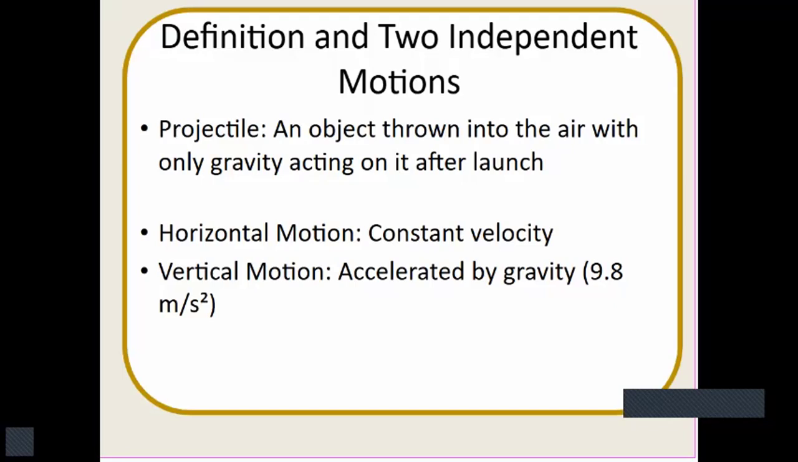Then the second independent motion of a projectile motion is the vertical motion. And this is where the action is. In the vertical aspect of projectile motion, gravity pulls the object downwards, causing it to accelerate at 9.8 meters per second squared. That's 9.8 meters per second per second. All right.